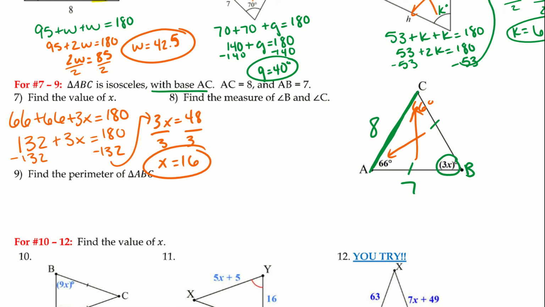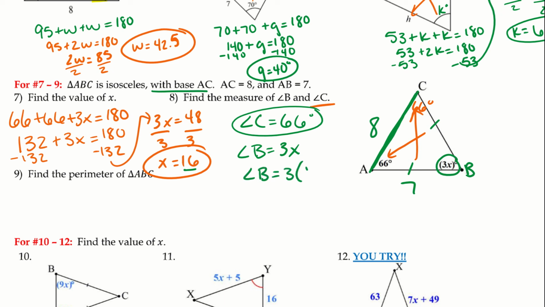So now I want to find the measure of angle B and angle C. So we actually had to find the measure of angle C in order to find x. So I can already say what that one is. So angle C equals 66 degrees. Alright, now I have to find angle B. So angle B equals 3x. We just found out what x is, which is 16. So angle B equals 3 times 16. So I just plug that right in. And then if we multiply those two together, we get 48. So angle B equals 48 degrees.